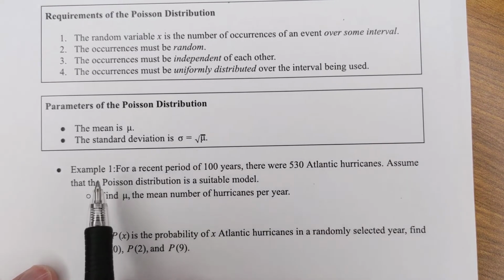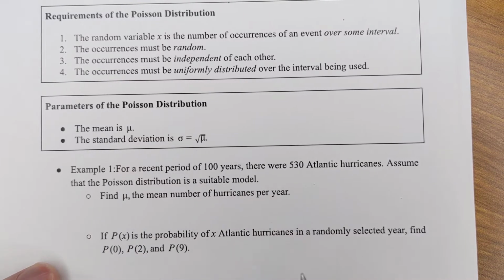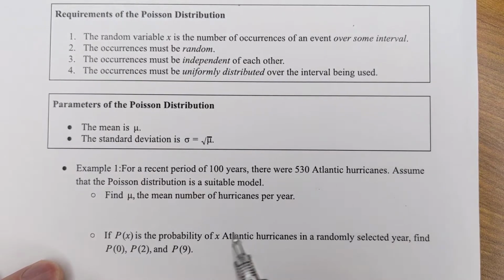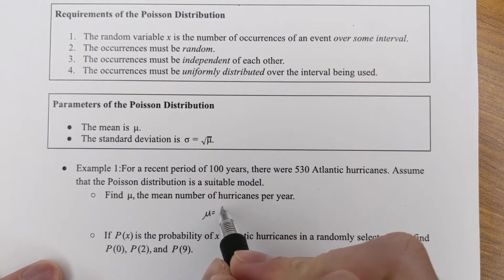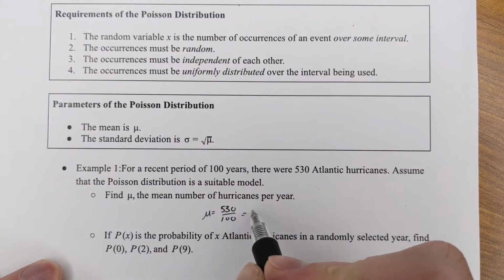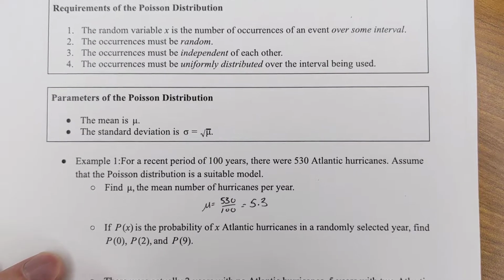All right, so example 1: for a recent period of 100 years, there were 530 Atlantic hurricanes. Assume that a Poisson distribution is a suitable model. Find mu, the mean number of hurricanes per year. Normally when you see mean, you have a list of numbers to add up and divide by however many there are. But since I don't have the list, I know there are 530 total over the 100 years. So the mean is 530 divided by 100, which is 5.3 hurricanes per year.